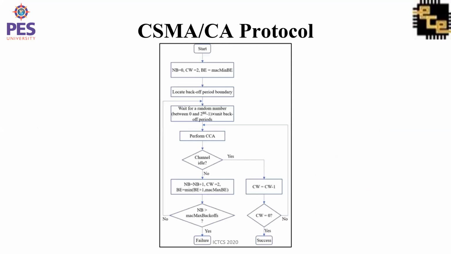Then we have the CSMA/CA protocol on the MAC layer. This is used to avoid collisions. It first initializes the number of backoffs, the contention window, and the backoff exponent, and it performs a channel check. If it is idle, then it reduces the contention window size, and when it becomes zero, it allows a successful transmission. Else, it increases the number of backoffs, and the contention window is reinitialized. Until the number of backoffs exceeds the maximum backoffs, it will keep checking the channel. Else, it is a failure and it initializes the entire process again.